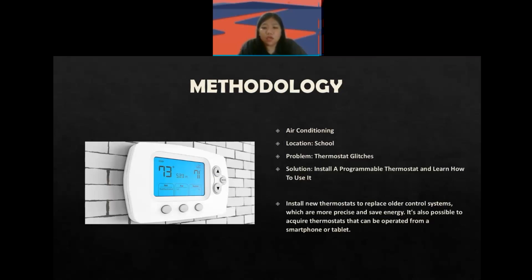Okay, the last one is about air conditioning. The problem is thermostat glitches. Our solution is to install a programmable thermostat and learn how to use it. We install a new thermostat to replace the older control system, which is more precise and saves energy. It's also possible to acquire thermostats that can be operated from a smartphone or tablet.